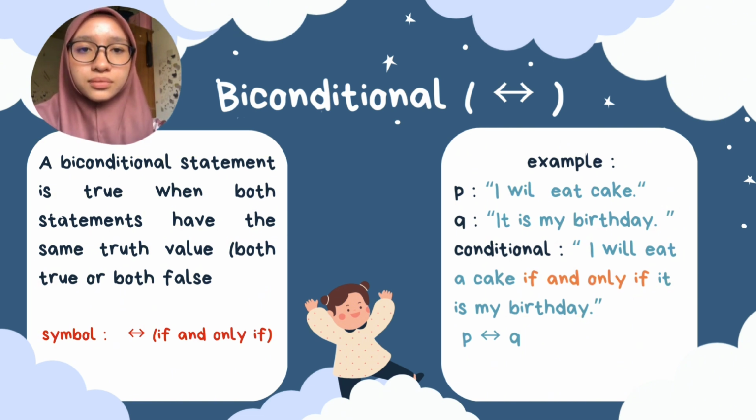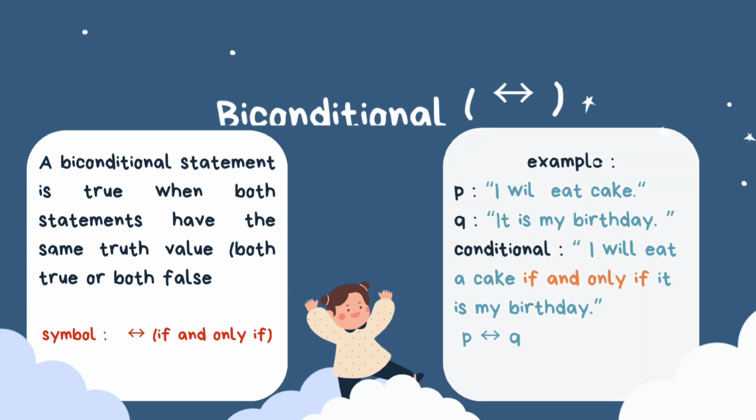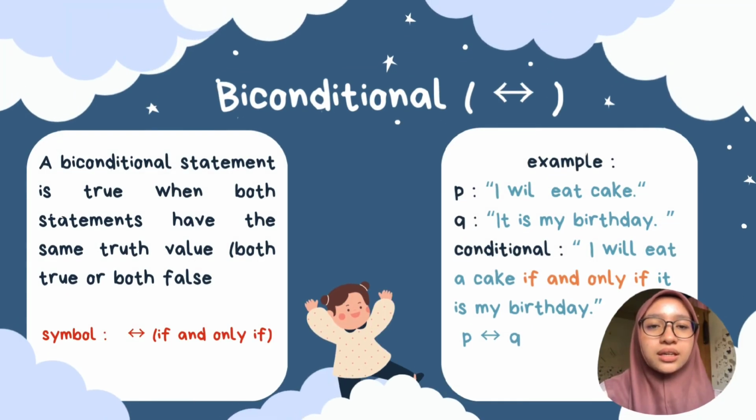The symbol for biconditional is also in the slide and it is often read as if and only if. So for P, I will eat cake, and Q, it is my birthday. If we include the biconditional, it will be: I will eat cake if and only if it is my birthday. This means that eating cake will happen only on your birthday, and if it's your birthday, you will definitely eat cake. The two events depend on each other perfectly.